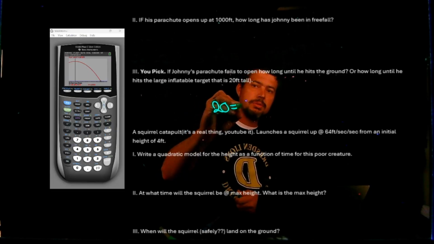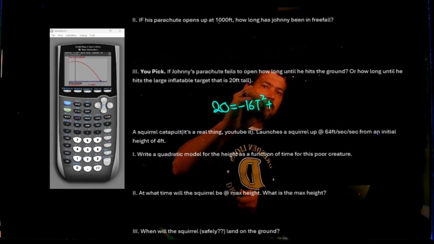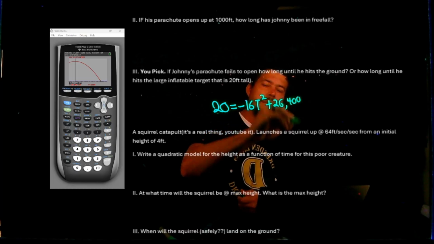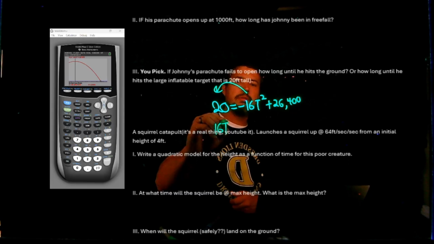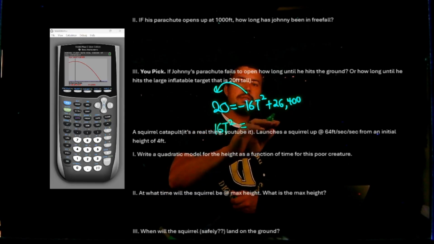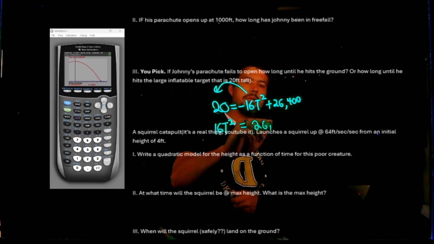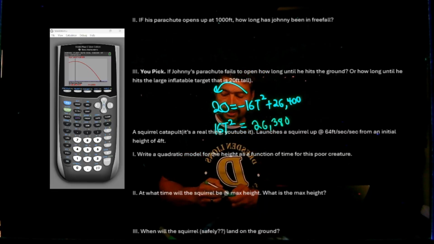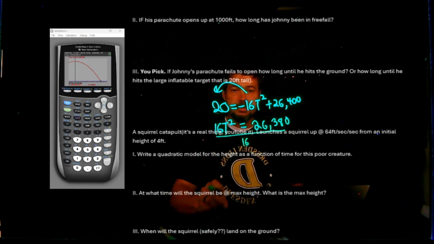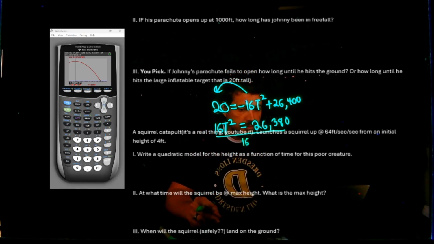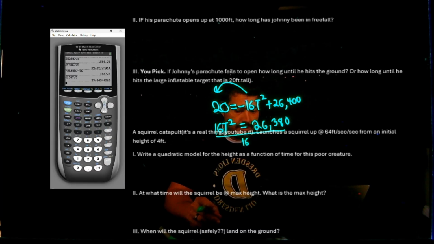Anyways, 20 equals negative 16t squared plus 26,400. This time I'm going to shift this over, make that positive. And 26,400 minus 20 is 26,380. Now, first off, divide out the 16. We want to isolate t squared, right? That's what we want to do. So we're going to take our 26,380 and divide by 16.